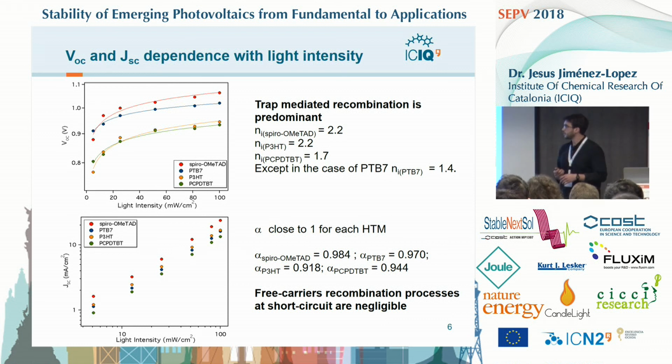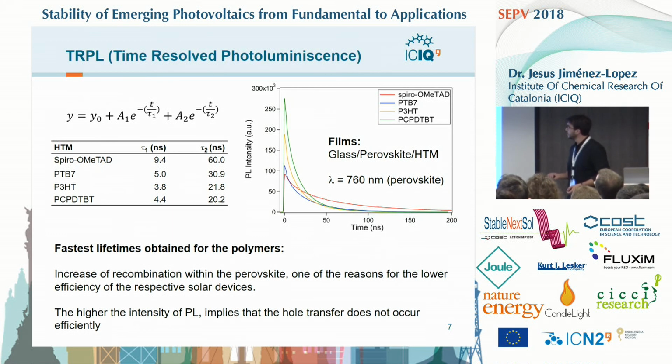From the analysis of the voltage dependence, we obtain that trap-mediated recombination is predominant in these devices. And from the current analysis, we obtain that free carrier recombination at short circuit is negligible. That condition will also be important for applying the differential charging. Then we move into the time-resolved photoluminescence.